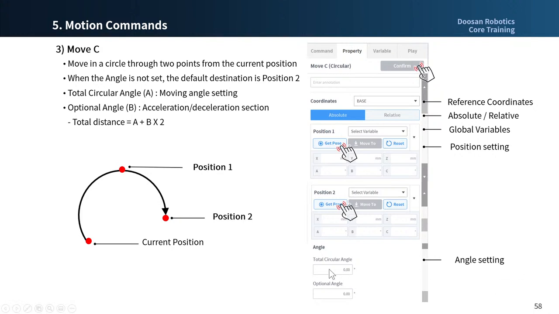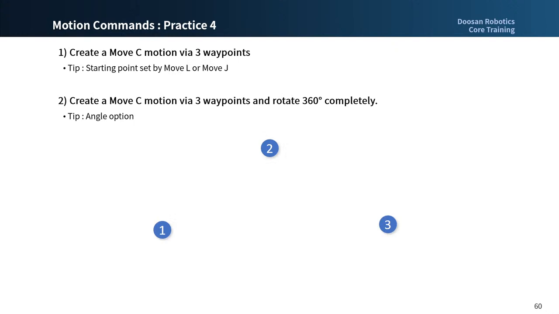For example, if you enter 90 degrees in the total circle angle and 45 degrees in the optional angle, then the total travel distance will be 180 degrees. Through this practice, you can easily understand how to create a circular motion and the angle option. If you want to rotate a full 360, there are two options. First, input the total circular angle as 360 degrees, or you can add an optional angle, for example 45 degrees, and put 270 degrees for the total angular distance.